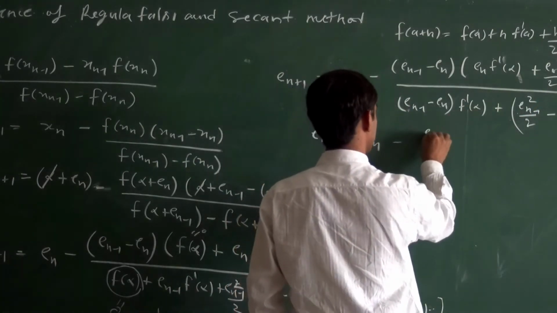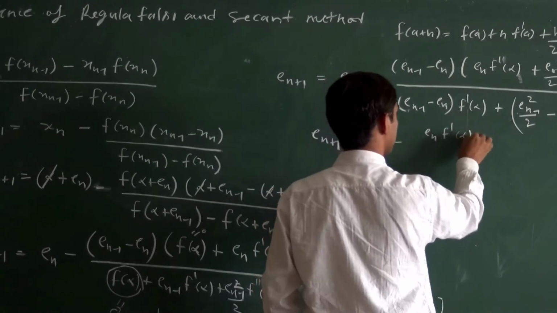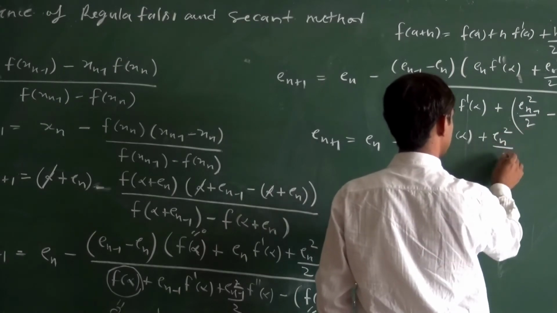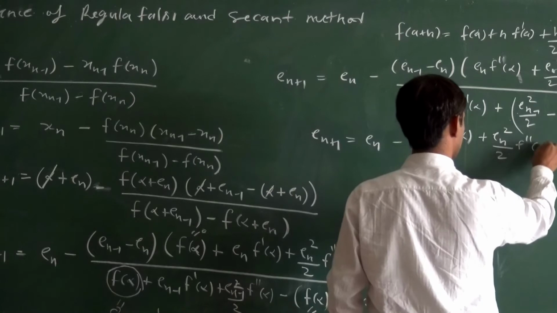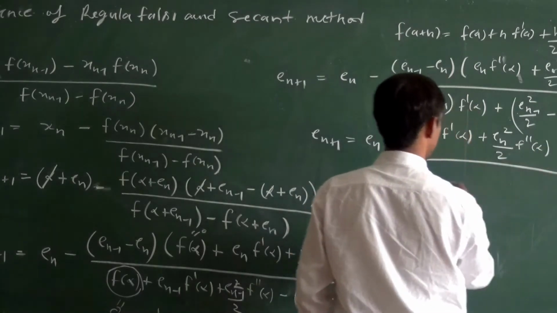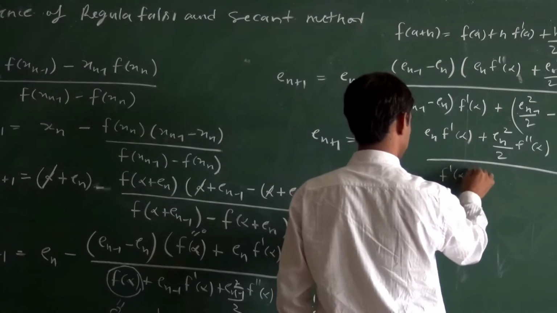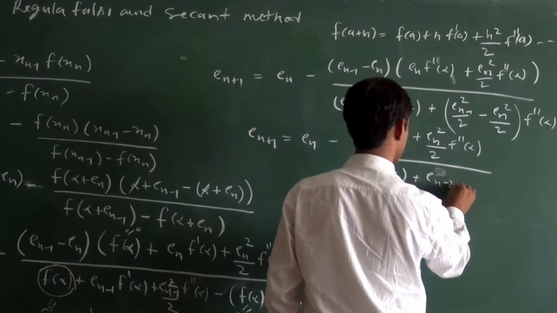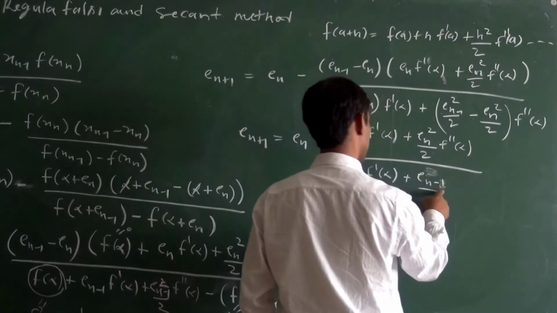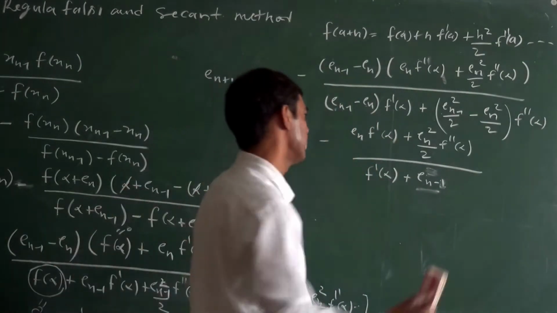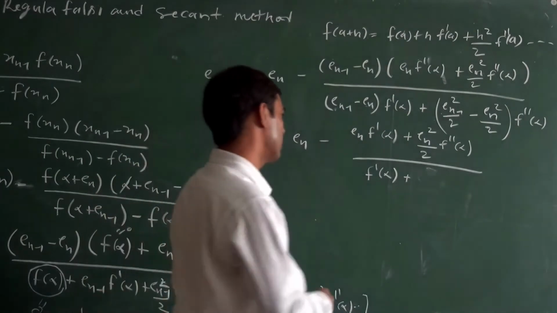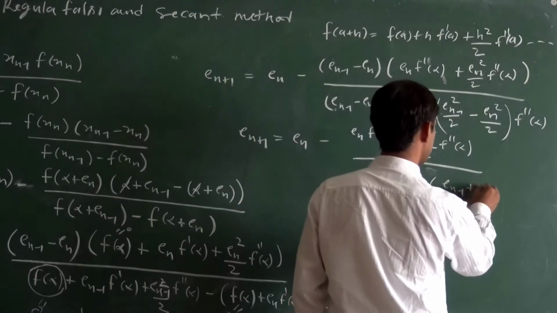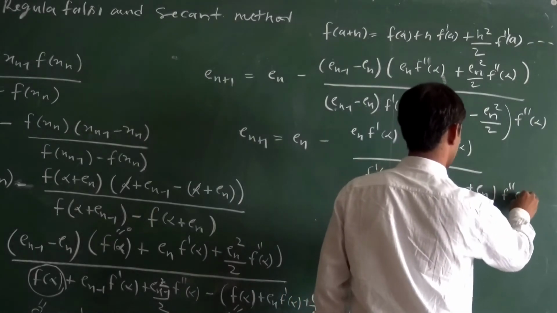So this becomes e_n minus e_n f dash alpha plus e_n square upon factorial 2 f double dash alpha divided by f dash alpha, plus e_n minus 2, e_n minus 1, 1 by 2 outside. Here we write 1 by 2 outside. So inside, what value becomes? e_n minus 1 plus e_n f double dash alpha.